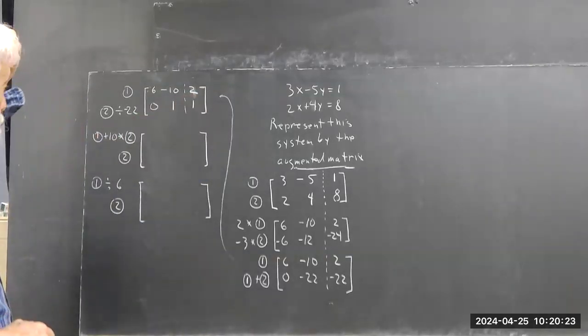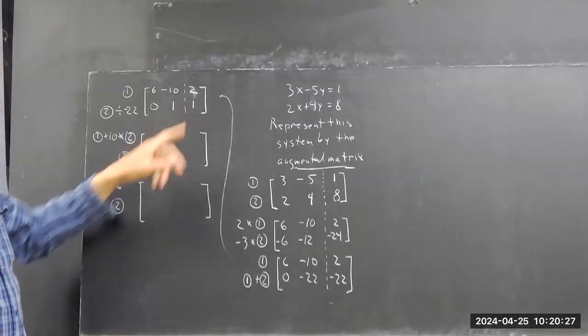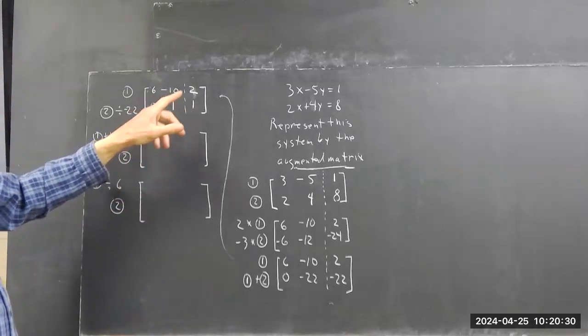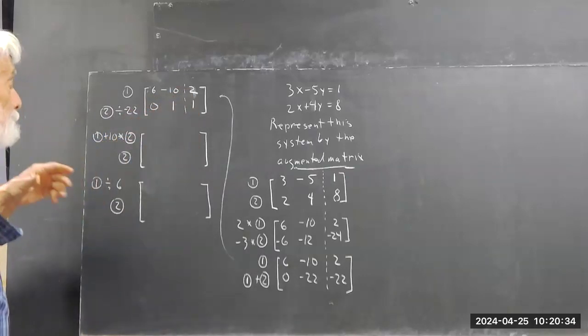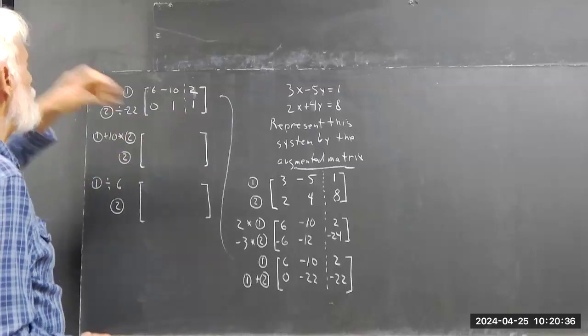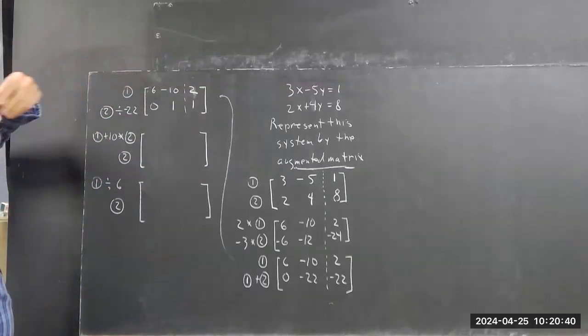So there we are. And we understand that this tells us that y equals 1, because this means 0x plus 1y equals 1, right? Now, so we've got a solution for y. We're going to continue and get a solution for x.